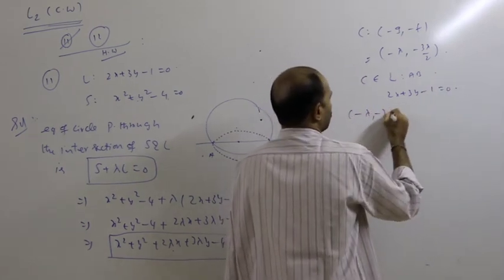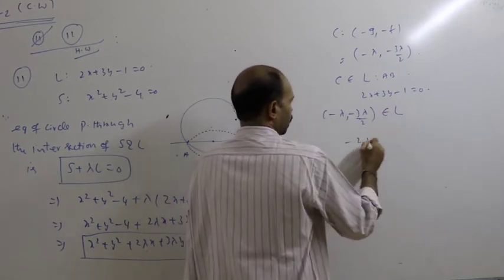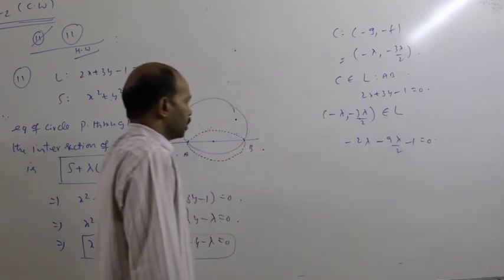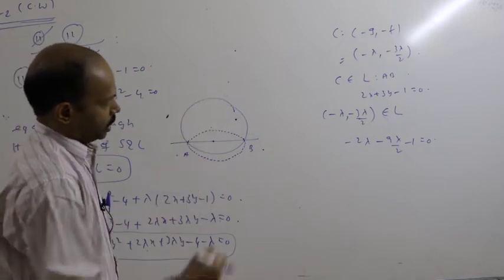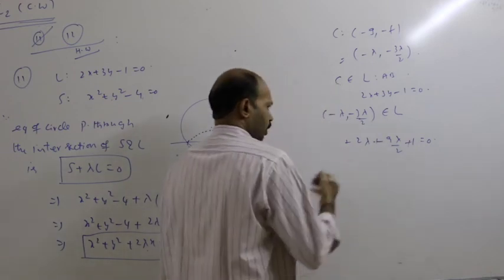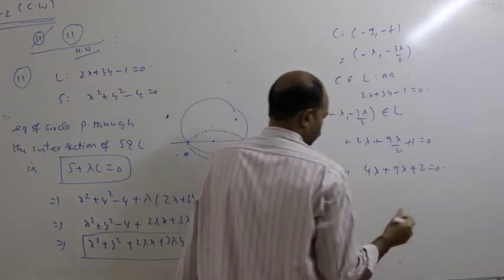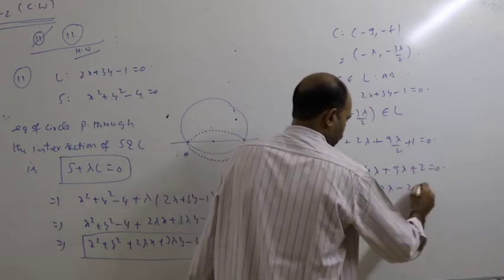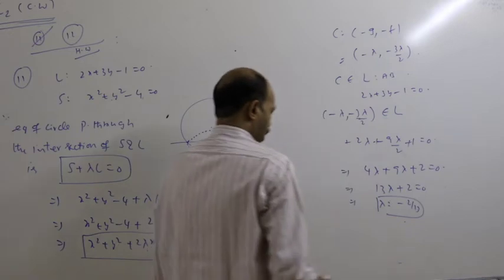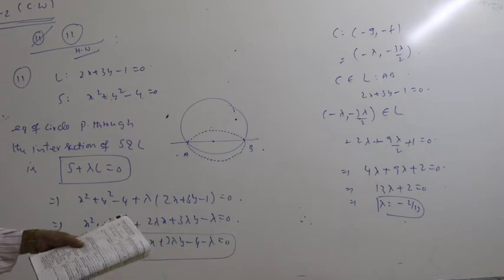So minus lambda, minus 3 lambda by 2 belongs to the line. Apply: minus 2 lambda minus 9 lambda by 2. Check whether we have done it correctly. Minus 2 lambda, 3 times 3 lambda is 9 lambda. Throughout I am cancelling the minus. Multiplying by 2, 4 lambda plus 9 lambda plus 2 is 0. That is 13 lambda plus 2 is 0, so lambda is equal to minus 2 by 13. Apply that in this equation and we get the equation of the circle. Write down the equation of the circle. What is the equation?